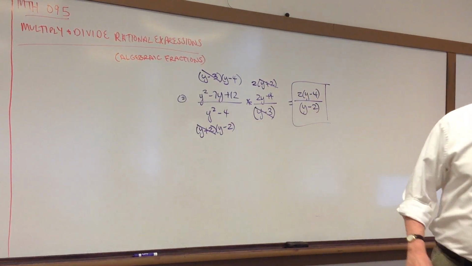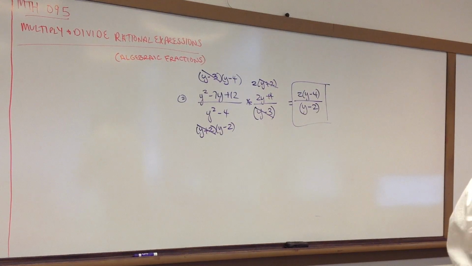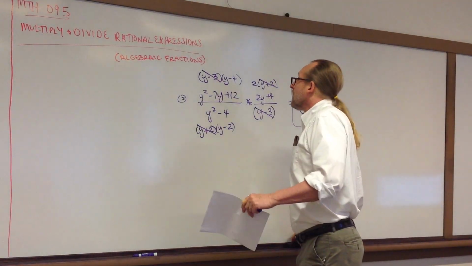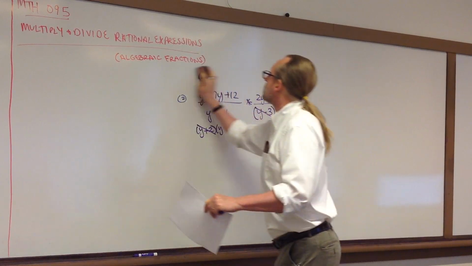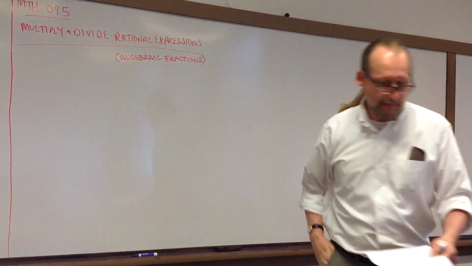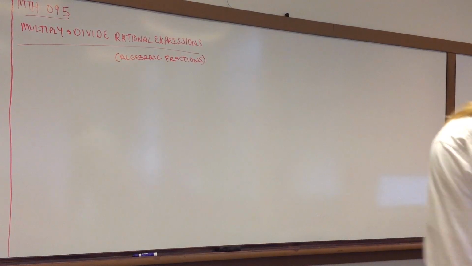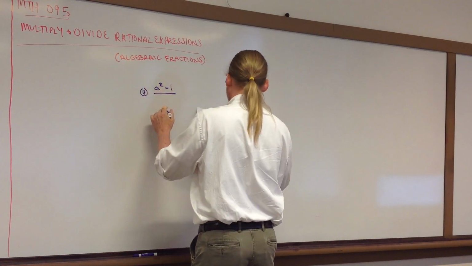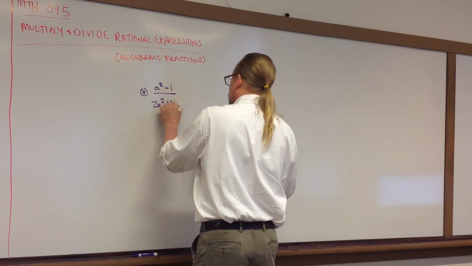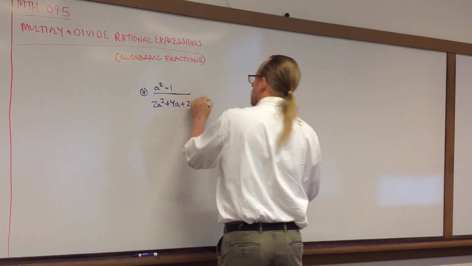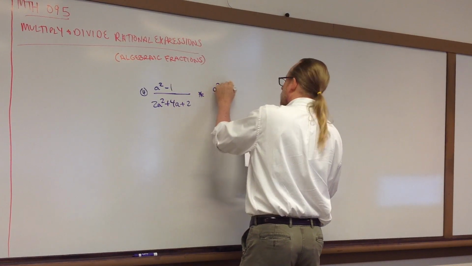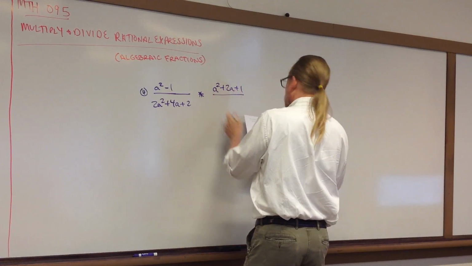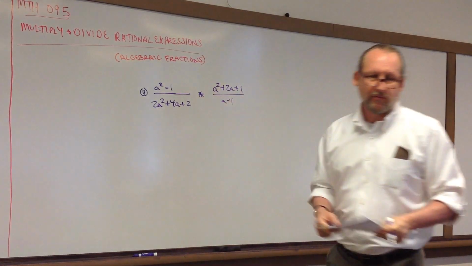Okay, let's look at another one. Problem 4, I think, is pretty good. Let's take a look at that one. So, this is a squared minus 1 over 2a squared plus 4a plus 2, and we're going to multiply by a squared plus 2a plus 1 over a minus 1. All right.